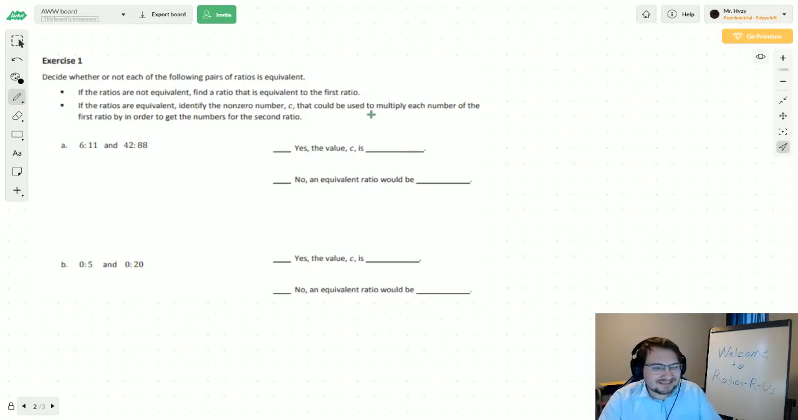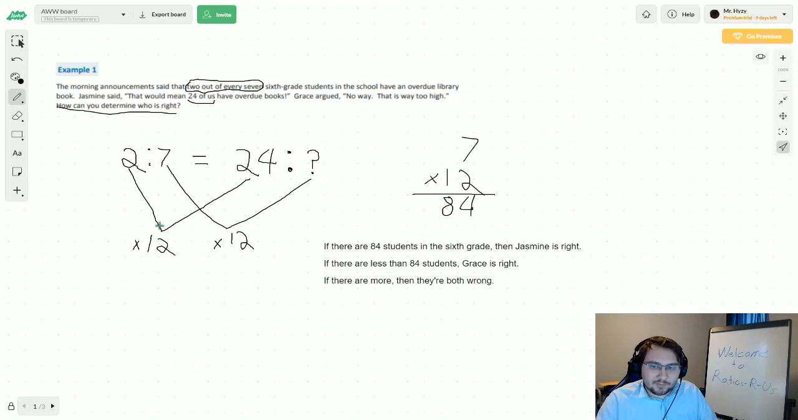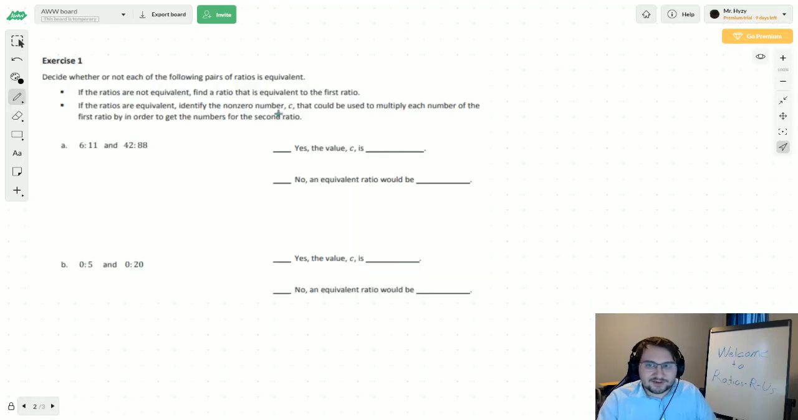What? What is it asking us to do? Don't get too worried about that sentence. Basically, if I go back to the first question, remember how we multiplied both numbers by 12 in order to find the equivalent ratio? This number right here, 12, what we multiplied the 2 by to get 24 and the 7 by to get 84, that is what it's asking us to find. That is C in this scenario. The number that you're multiplying by is going to be C.